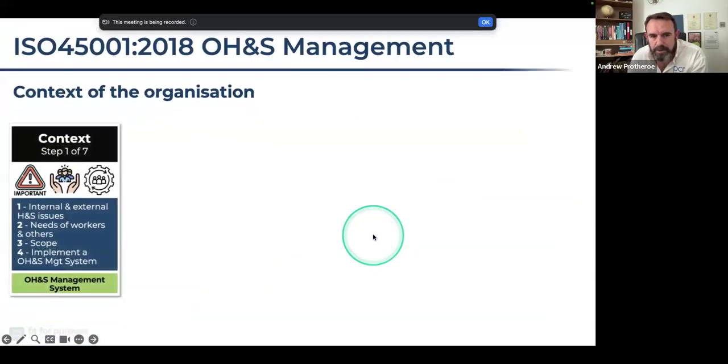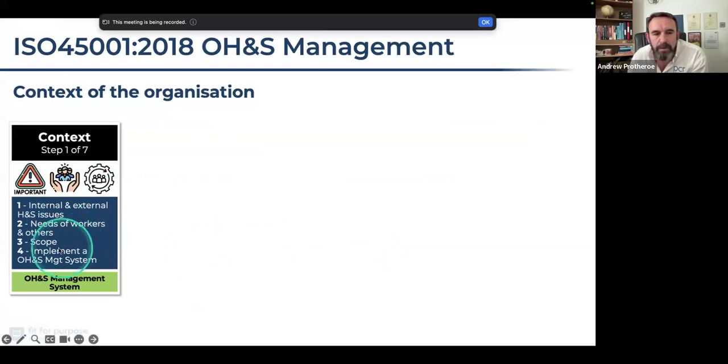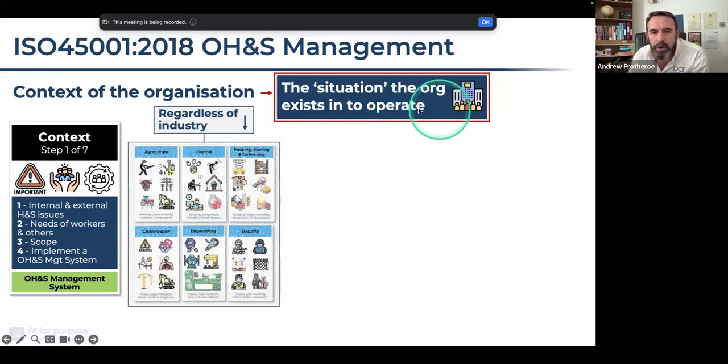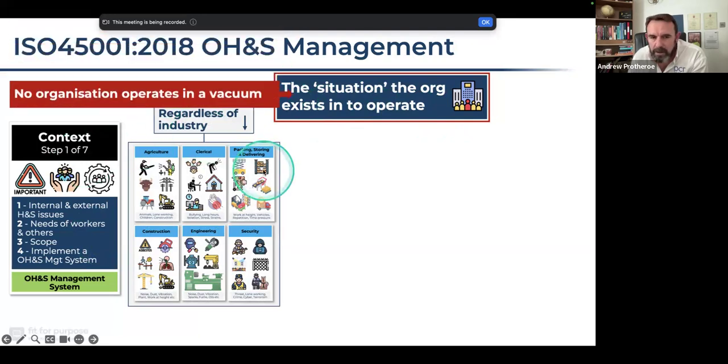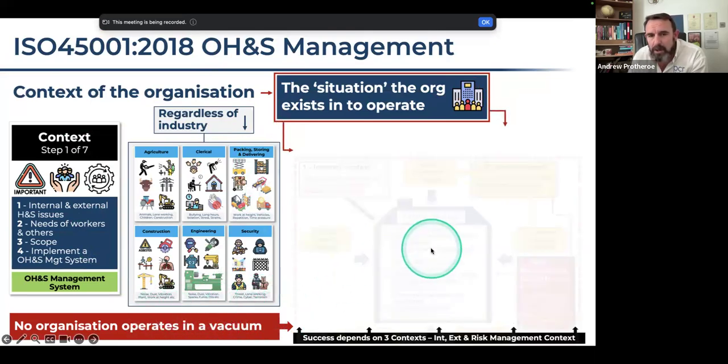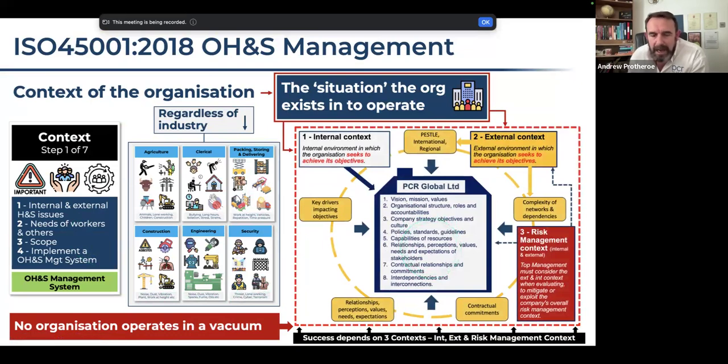Context. Context is absolutely critical. Context comes with a number of important clauses. Really, really does. And ultimately, context of the organization. What is that? It's the situation the organization exists in to operate, regardless of industry. Regardless of industry, it's really important to understand no organization operates in a vacuum. And we've got those three contexts. ISO talks about a number of contexts, but ISO 31000 starts bringing in the risk management context, and so should we. The internal context, that's where we aim to seek to achieve our objectives. The external context, where we seek to achieve our objectives.